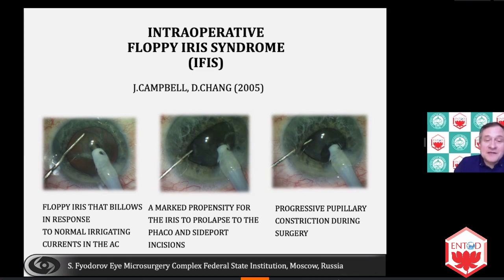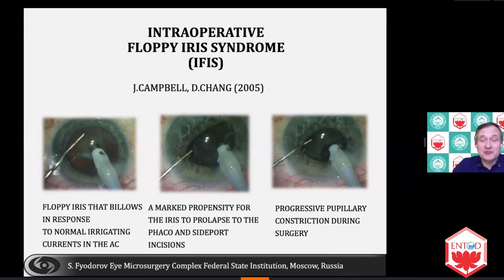And this is a typical triad of signs: warping of the iris billowing, propensity of the iris to prolapse through the main and side port incisions, and progressive pupillary constriction during the surgery.